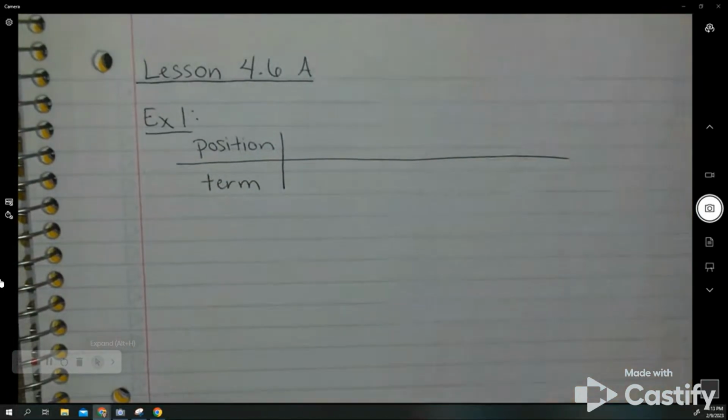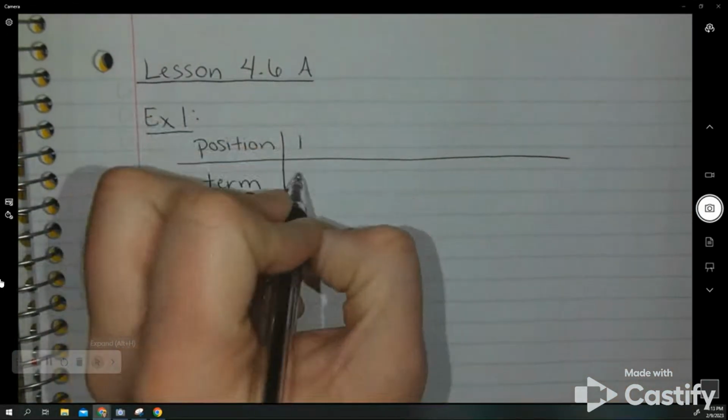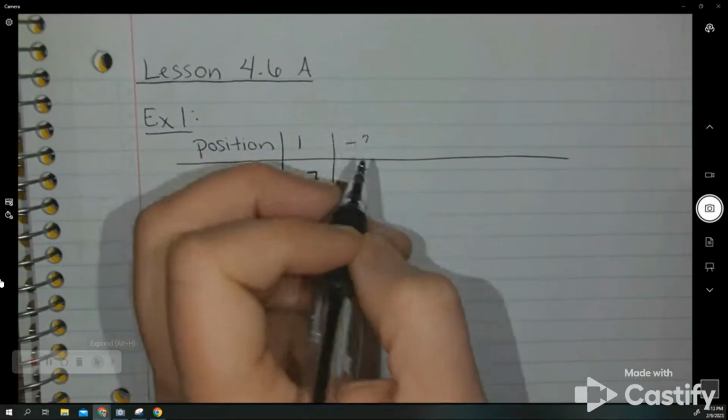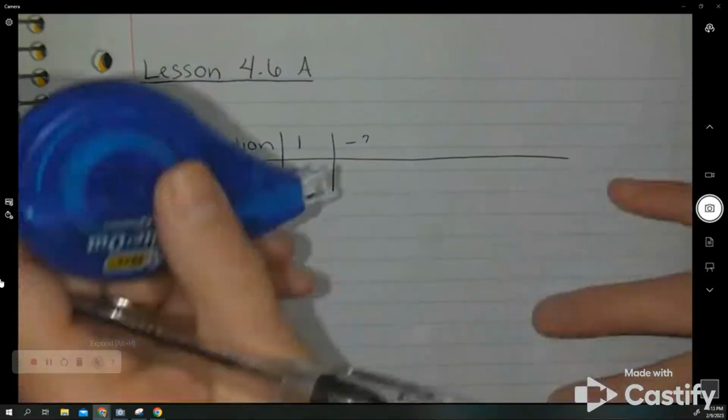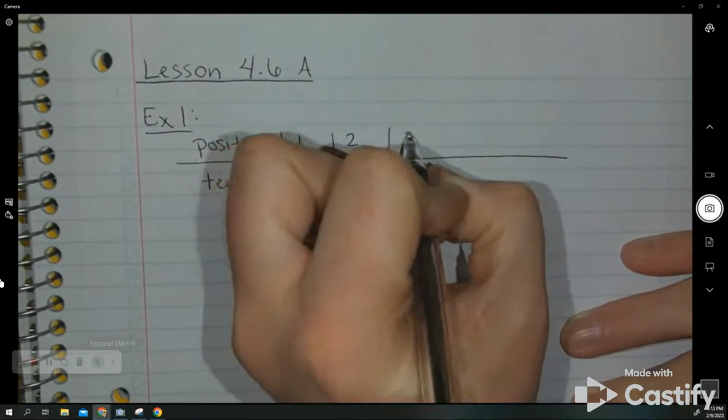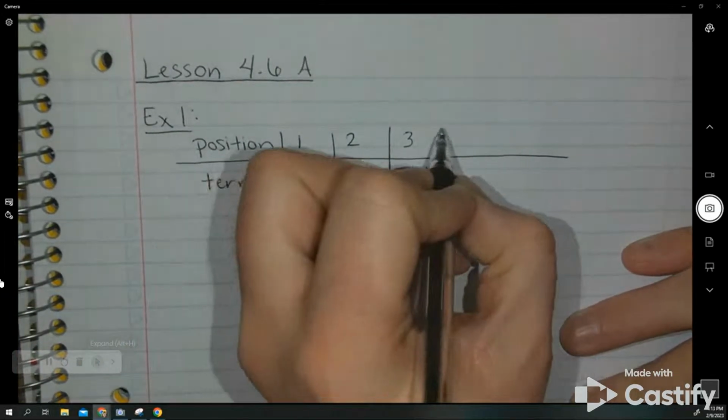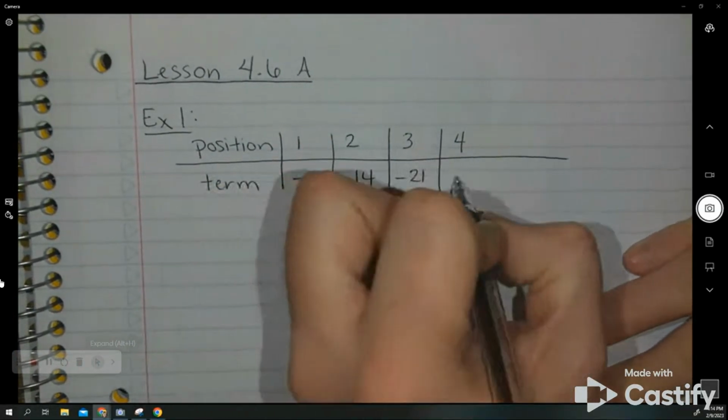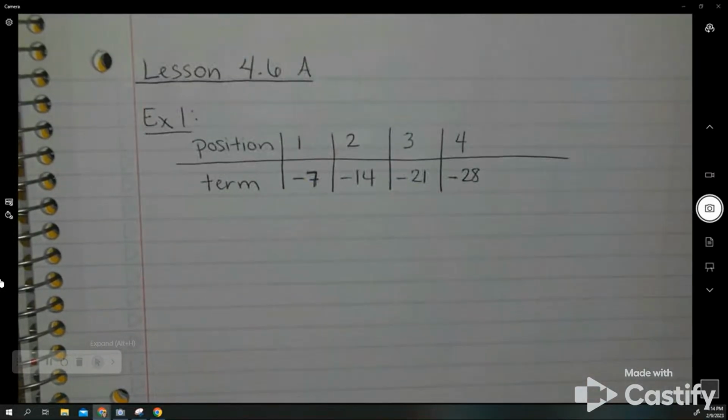So let's separate these into a table. In the first position, we have -7. Position 2 is -14. Oh my goodness, I started to write the negative up there when I should be writing the 2 up there. Position 2, -14. Position 3, we had -21. And position 4, we had -28. Now you notice we have these dots that follow. That just shows us that this sequence would continue on and on.